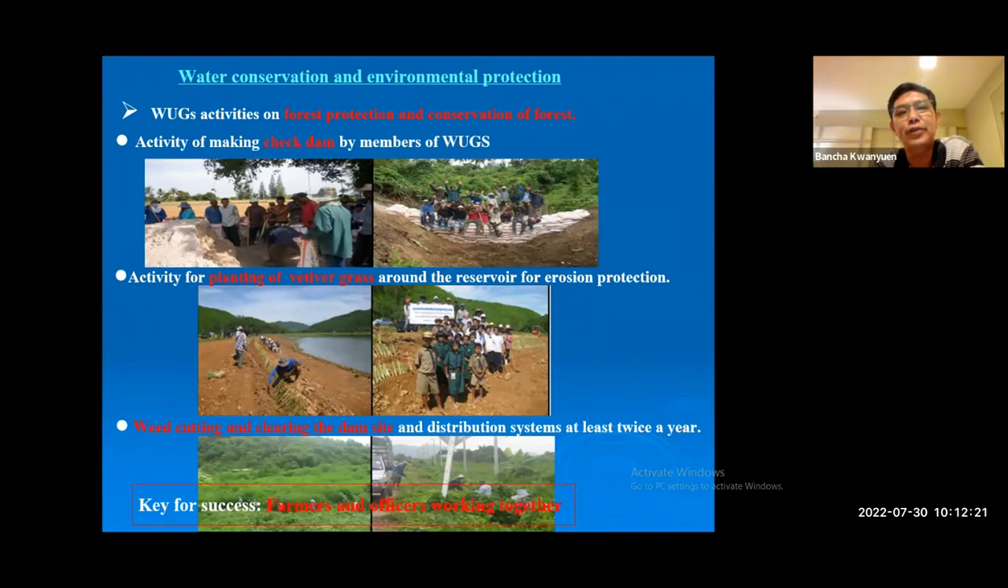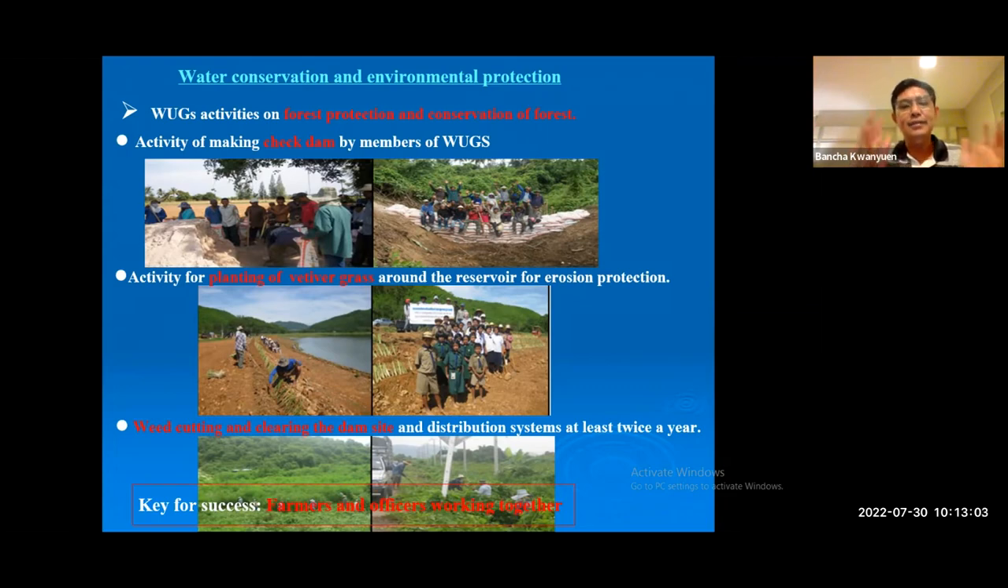So we have a kind of forest protection and conservation of forest. It can be participated in by the water user group, and you can have kind of upstream protection in order to preserve more water upstream to be released later into the stream or into the groundwater, by construction of check dams. Of course, you can have the planting of vetiver grass along the reservoir to protect against erosion, not to flow into the reservoir itself.